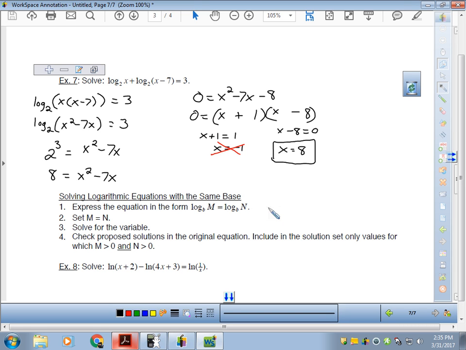Well, if that's true, then all you have to do is condense it so that you just have a logarithm on the left and a logarithm on the right. And then take the stuff that's inside the logarithm, in this case the m and the n, and set it equal to each other. And then once you do that, you can solve that equation. And then lastly, check your solutions. Make sure that they do work inside of the logarithms. So let's look at an example of that.